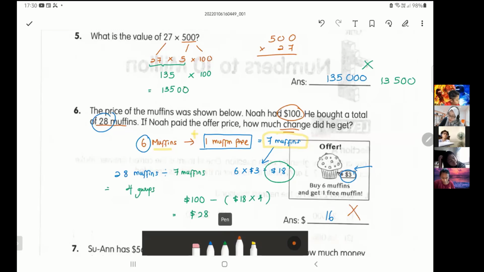This is not right. It's supposed to be 28. Grouping concept. Grouping. I find how many groups of muffins I can get. First things first, I find 1 group. This is 1 group. 1 group is 6 muffins plus 1 muffin, 7 muffins. 1 set I buy of 6, I get 7 actually. I buy 6 muffins, I get 7. That's 1 group. Considered 1 group. I bought 28 muffins. So how many groups are there? I divide. So once I divide, I know how many groups of $18 I purchased. Okay?